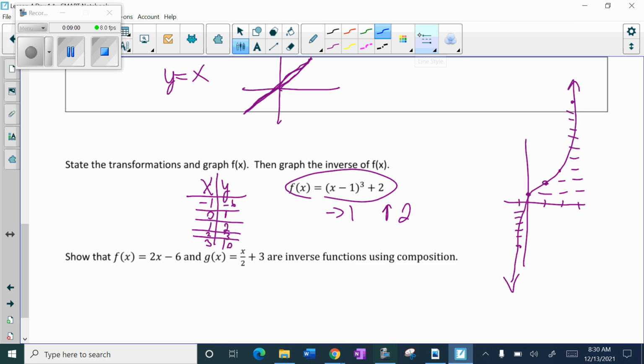Now we are going to talk about f inverse of x. So I'll put this over here. And so what we're going to do is create another XY chart. And now it's just a matter of flipping the x and y. So easy peasy. So -6, -1, 1, 0, 2, 1, 3, 2, 10, 3. And then I'm going to graph this.